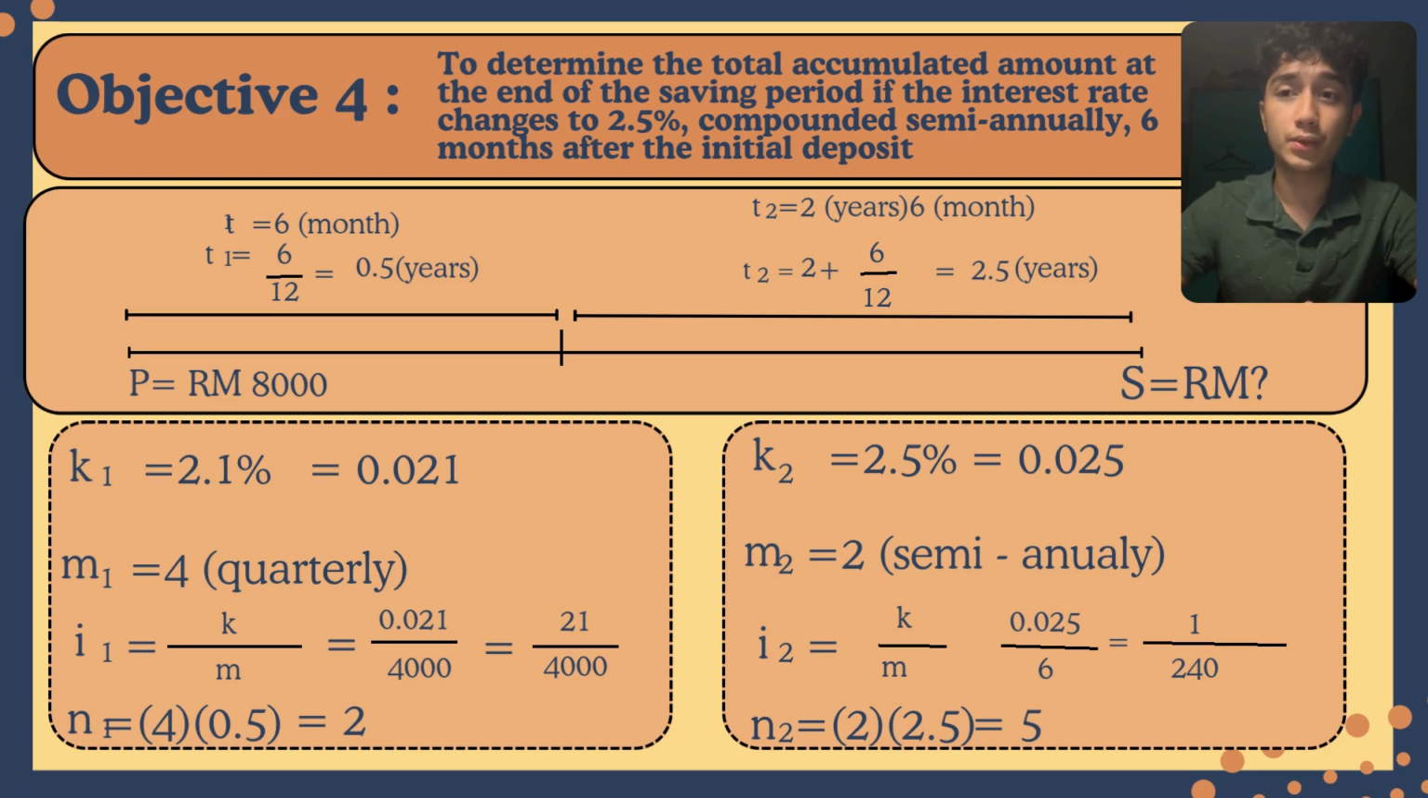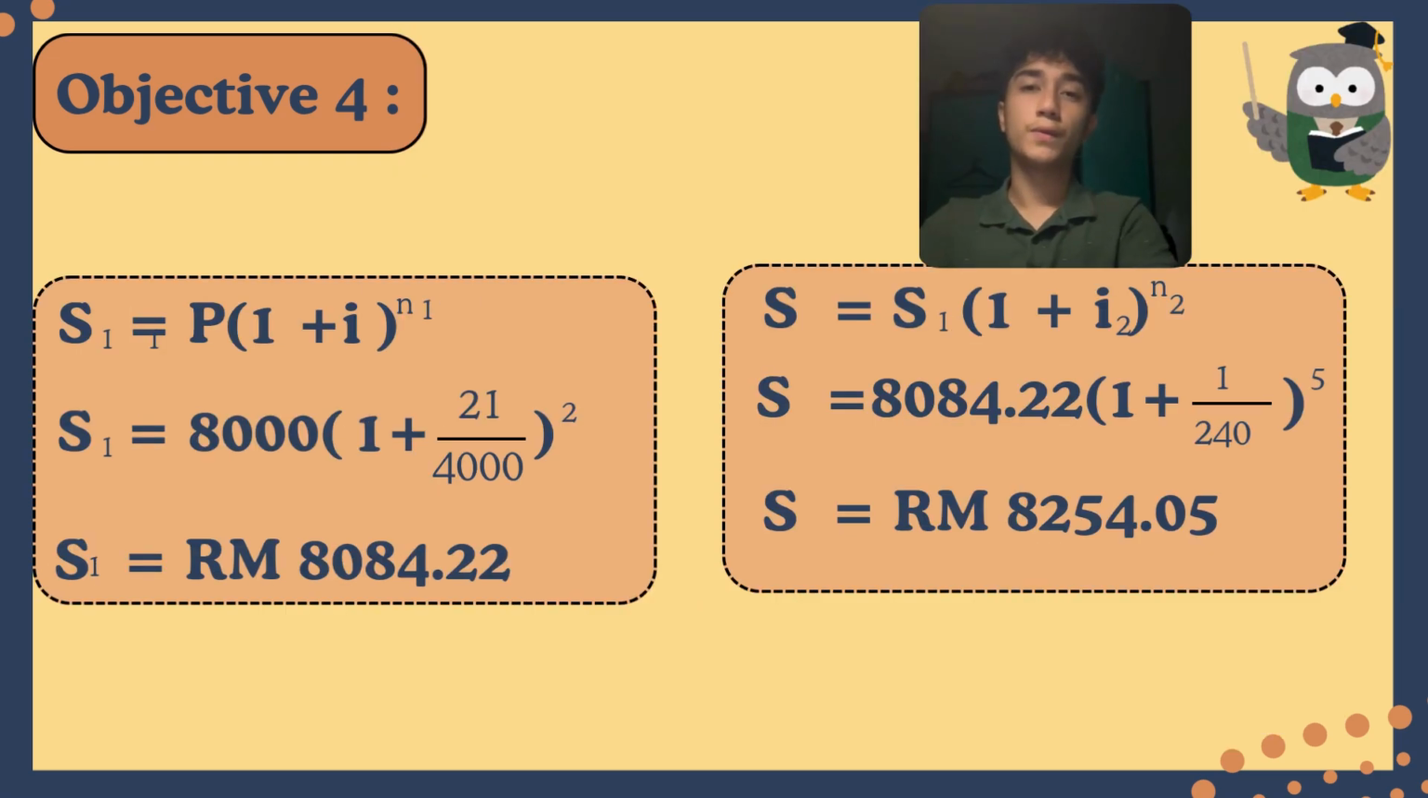S equals P new open bracket 1 plus i close bracket to the power of n2. So let's insert it. S equals 10,669.33 cents open bracket 1 plus 21 over 4,000 close bracket to the power of 8. So the S equals 11,157.05 cents.